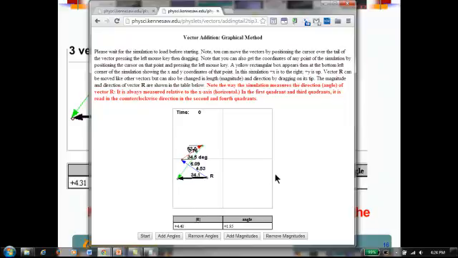But start with the first one. At the tip of the first one, you place the tail of the second one. At the tip of the second one, you place the tail of the third one, and so on. And then you get the sum by joining the tail of the first one to the tip of the last one. And then you use your scales and protractor to take the measurements of magnitude and the angle for the direction. That's the tail-to-tip method.